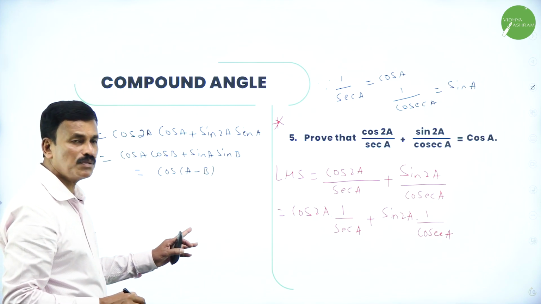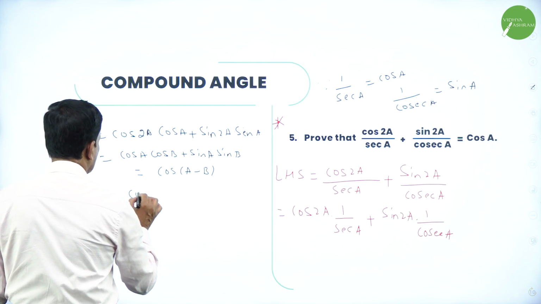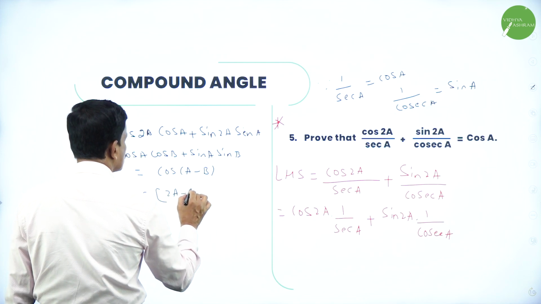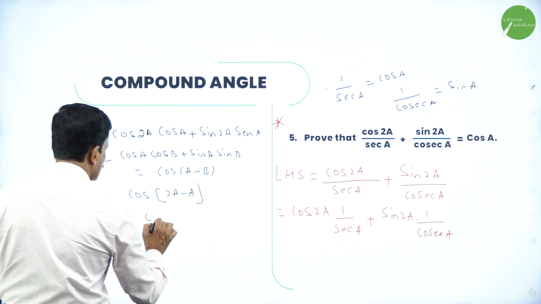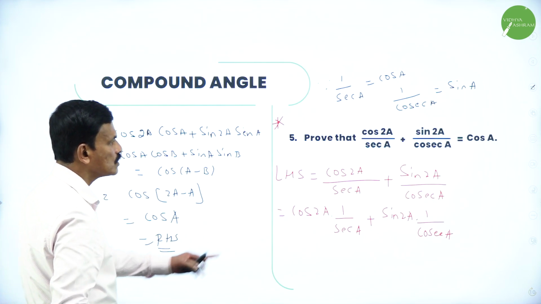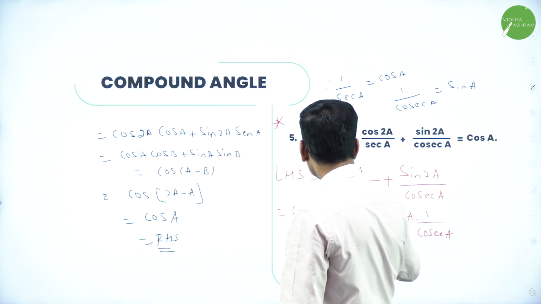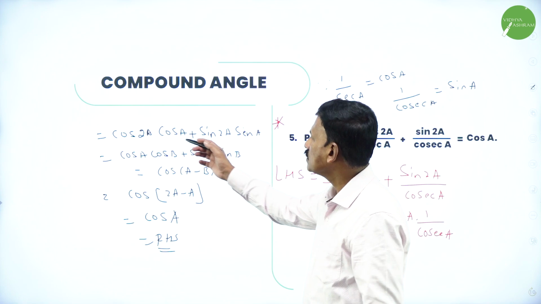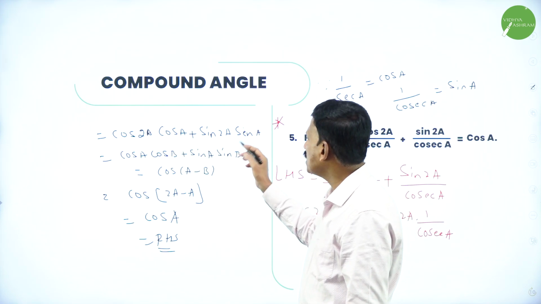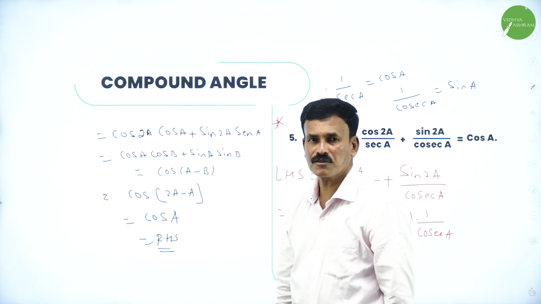What is cos A minus B? Cos A cos B plus sin A sin B. So you can write cos of A minus B, where A is nothing but 2a and B is nothing but a. Cos of 2a minus a is equal to cos a, which is the required RHS. That's it. So what is RHS? Cos a. Just write down the reciprocal relation of secant and cosecant, and you will get cos a and sin a. Cos A cos B plus sin A sin B is nothing but cos A minus B. Cos 2a minus a is cos a, which is the required answer.